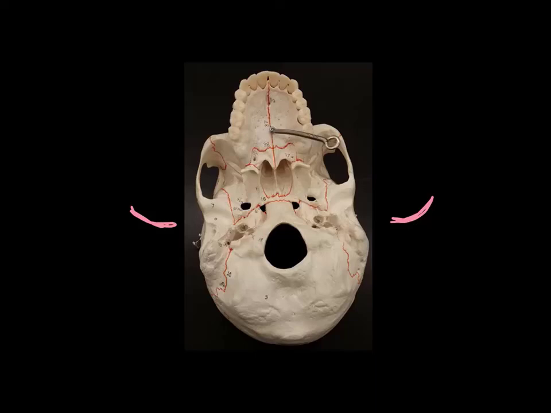These large kind of swollen areas right here are the occipital condyles, and the occipital condyles are what sit on your first vertebra in your neck. We can't really see it in this view, but there's a very small hole on each side of the foramen magnum. Those very small holes are called the hypoglossal canals. The hypoglossal canals let one of your cranial nerves out of your skull.